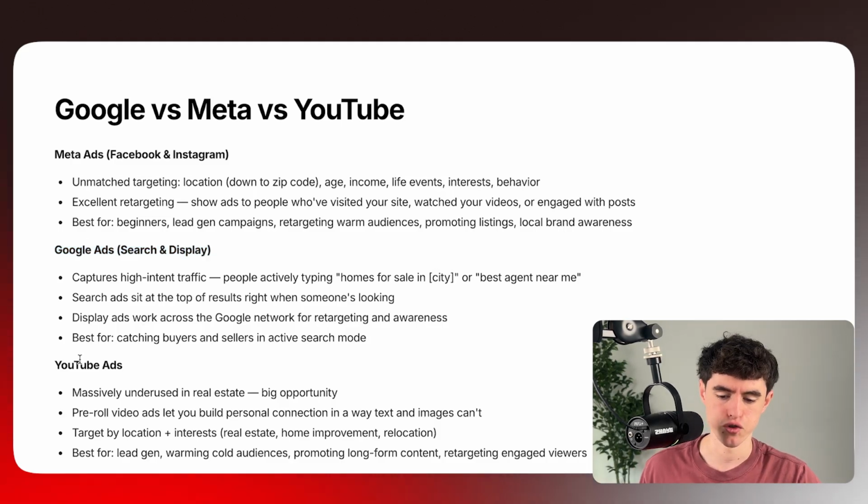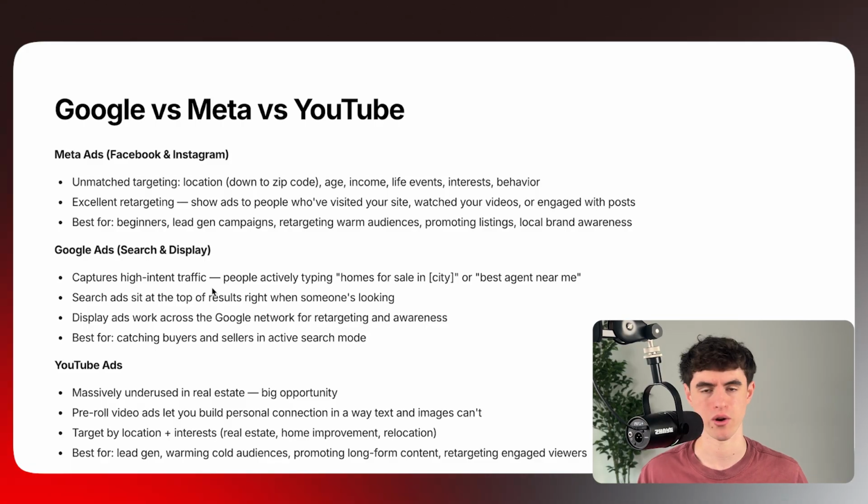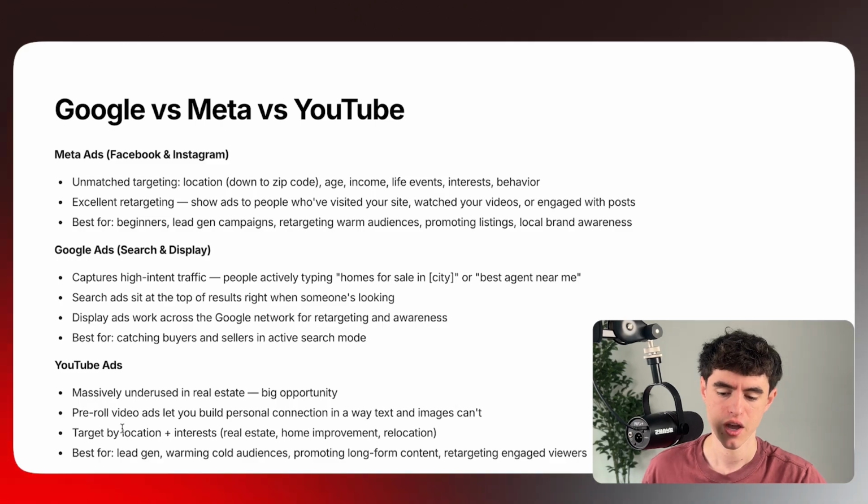The last thing is YouTube ads. And this is massively underused in real estate, especially for real estate agents specifically. And it's a huge opportunity because you can have pre-roll video ads that let you build personal connection in a way that text and images cannot. And you can target by location and interest, people that are searching relevant keywords similar to Google ads, but obviously you're going to be showing it on the YouTube platform instead of Google. So it's not particularly in that moment per se, but it's someone who's in the market, been actively searching those keywords within the past week or past couple of weeks.